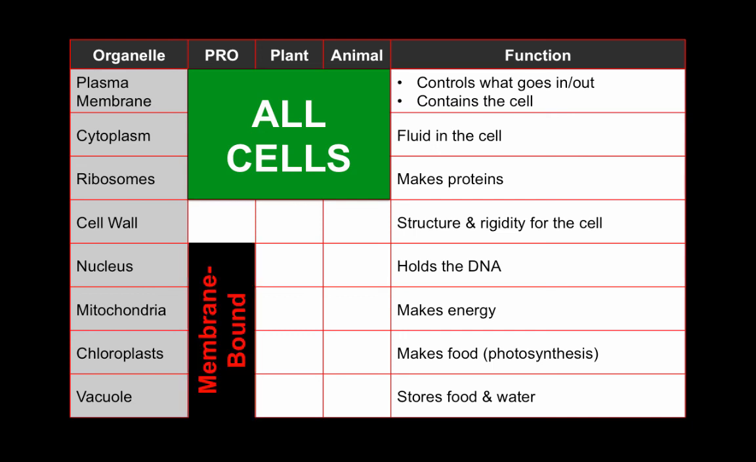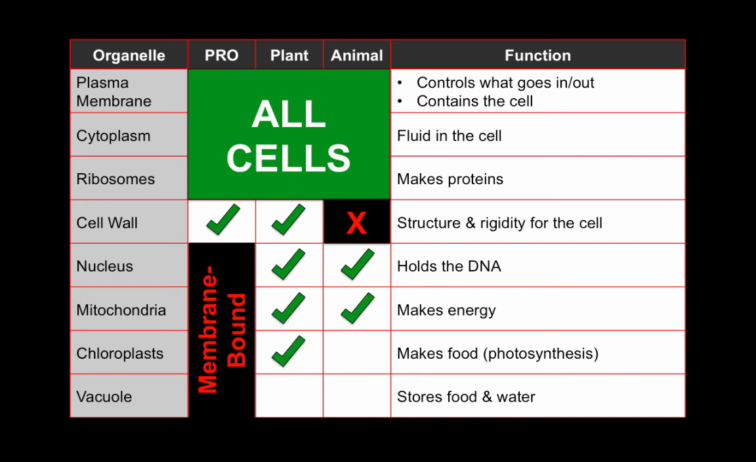And then the nucleus, the mitochondria, the chloroplasts, and the vacuole. Those 4 organelles are membrane bound, meaning that prokaryotes do not have them. Now when we look at the rest of them, some prokaryotes have a cell wall, as do plants. Animals don't. Plants and animals both have a nucleus. They both have mitochondria, but only plants have chloroplasts because they're the only ones who can do photosynthesis, and then they both have a vacuole. So again, if you know this chart, you're probably good to go.